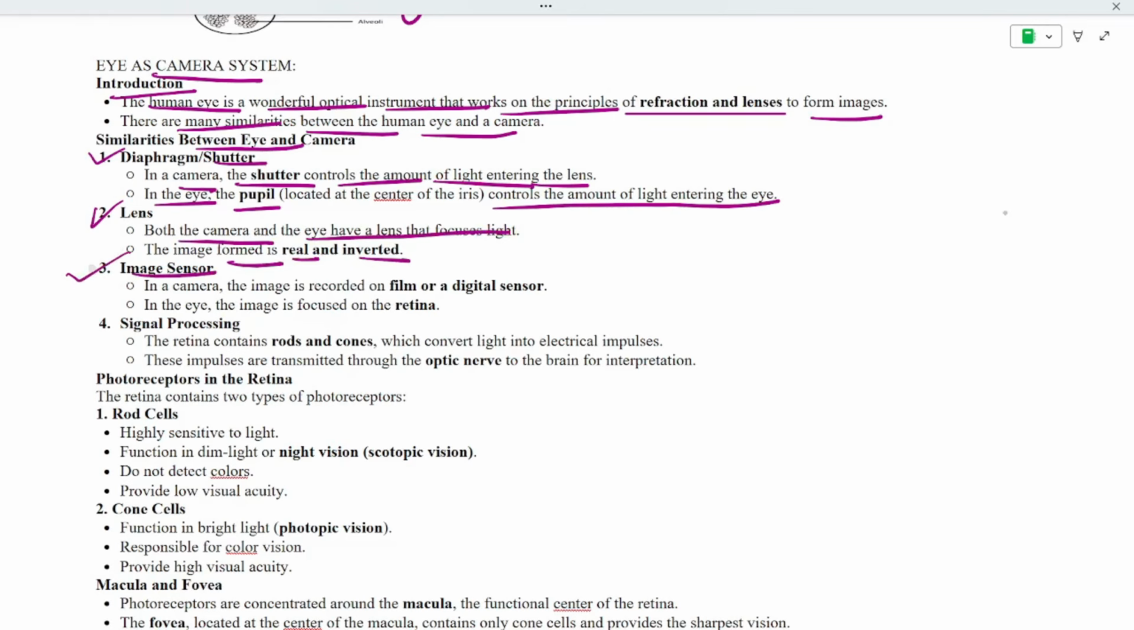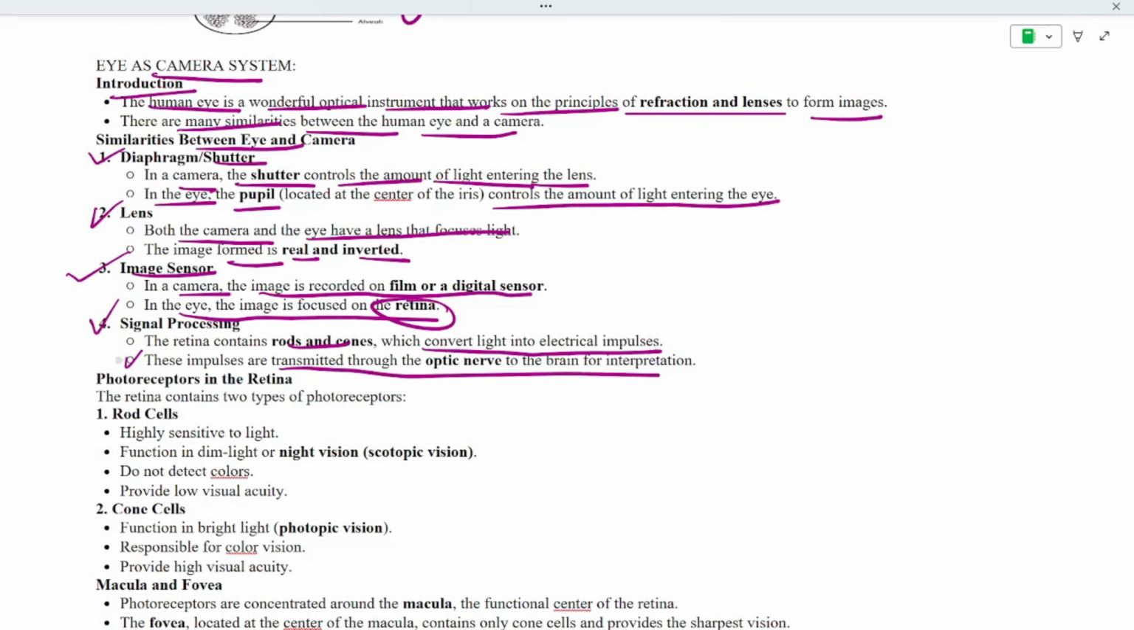And next is the image sensor. In a camera, the image is recorded on film or a digital sensor. In the eye, it is focused on the retina. Signal processing is done in the retina through rods and cones, which we will study next, and which convert the light into electrical impulses. Next, these impulses are transmitted through the optic nerve.